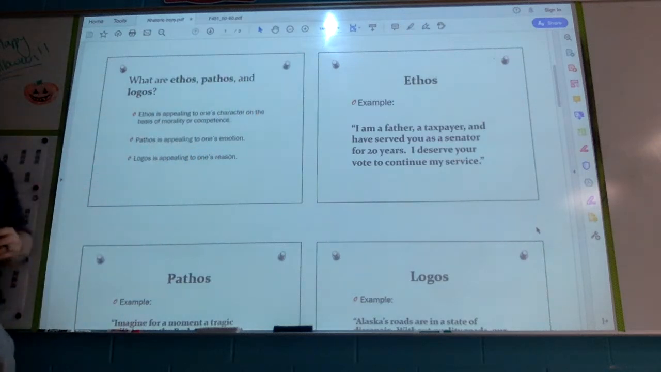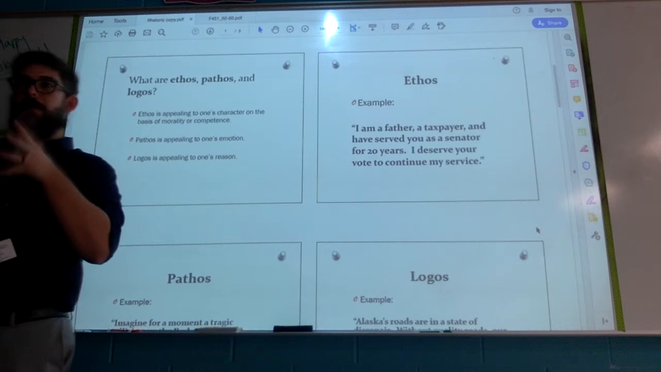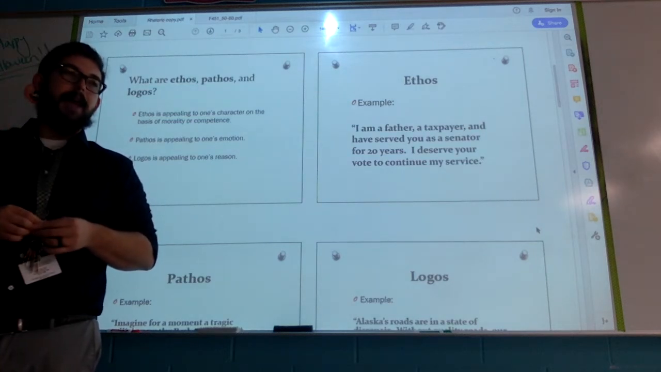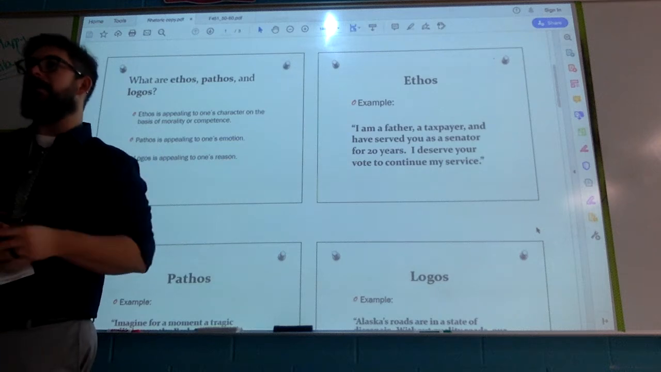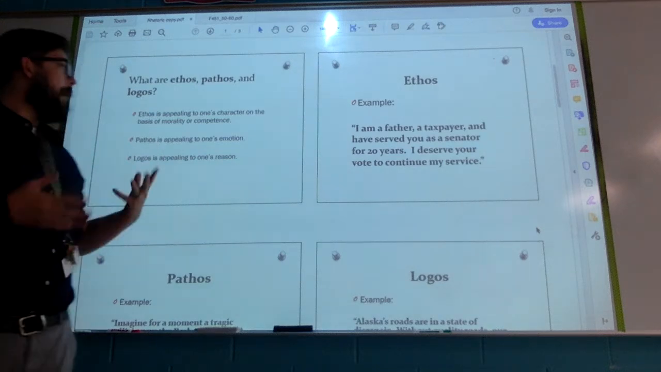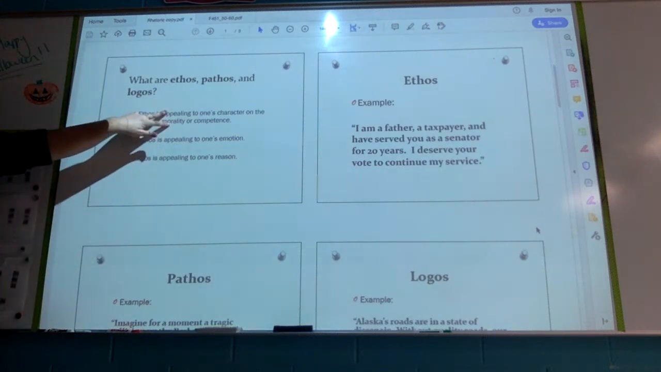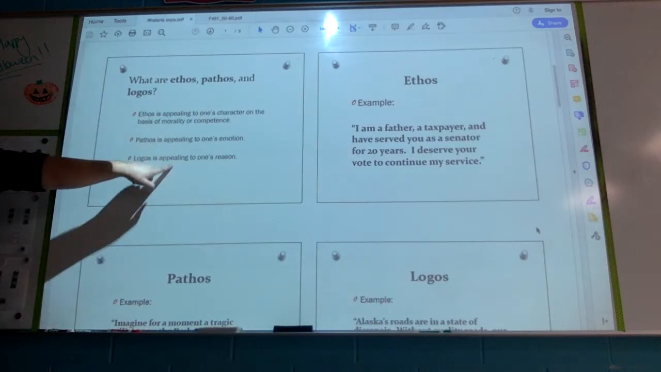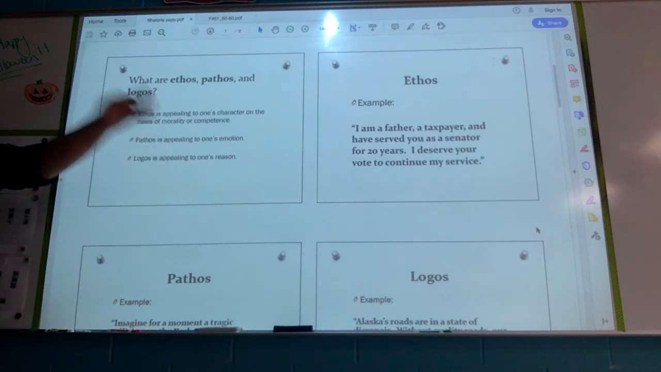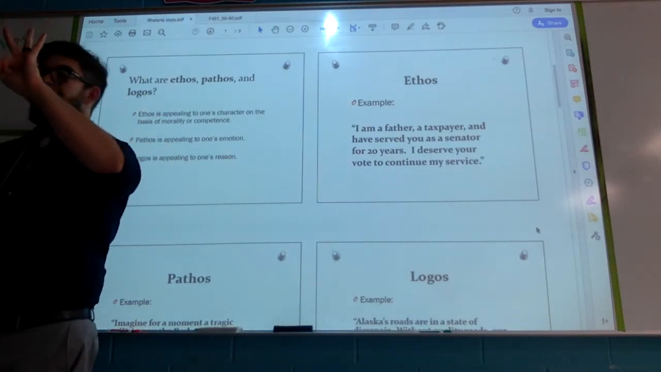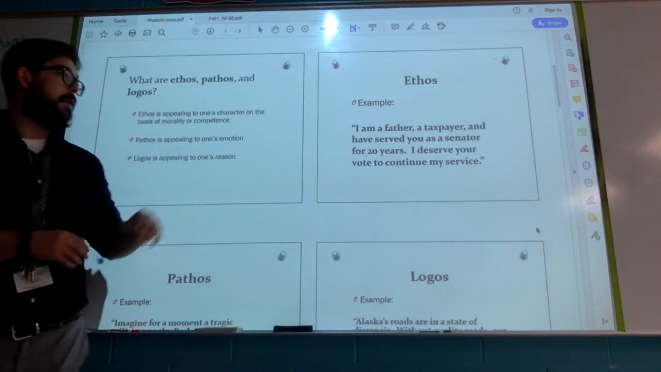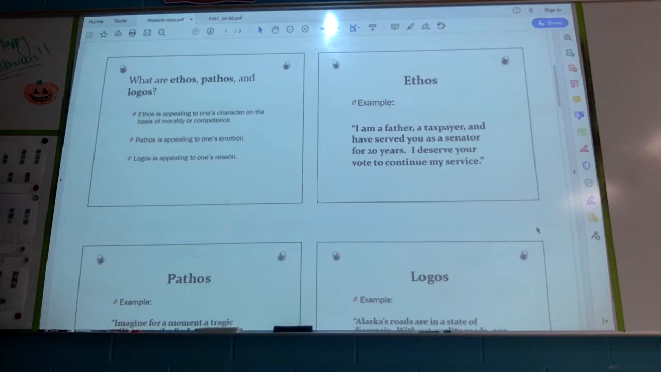Logos is appealing to one's reason. This is why you should buy this truck, because it can go so far with so little gas. The miles per gallon is amazing. Factual things. So basically, we have making yourself look good or making someone else look good, making you feel a certain way, and logic and facts. Those are three different ways of trying to convince people to buy something or to persuade them to do anything, really.